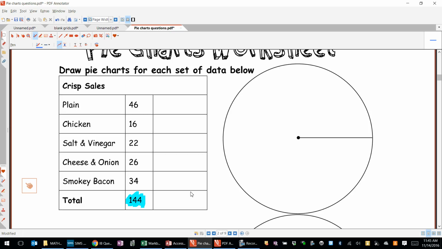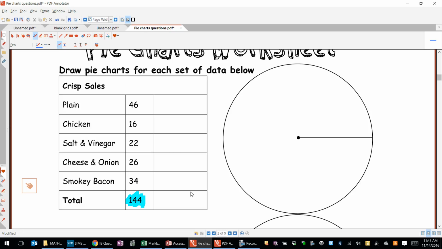5. No? Dividing sounds like a good option. Divide by what? And by what? Divide by 5? But they're not equal though, are they? 46, 16, 22. Divide it. What do we have to divide what by what?